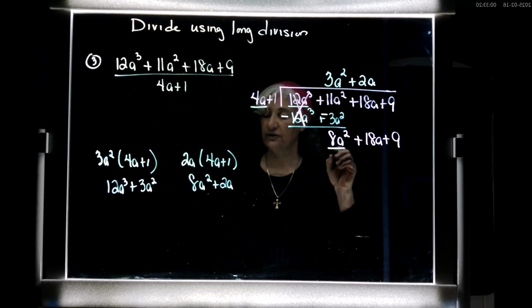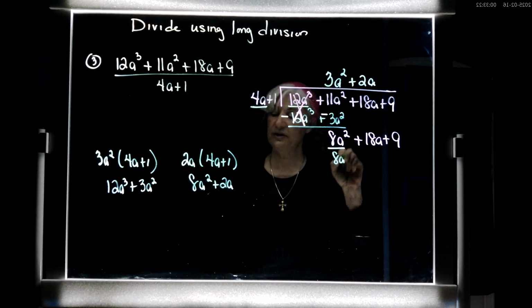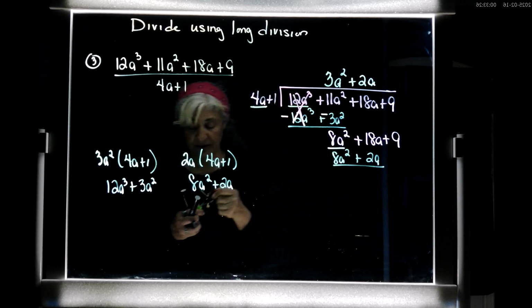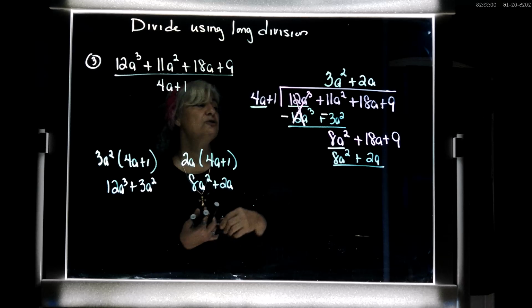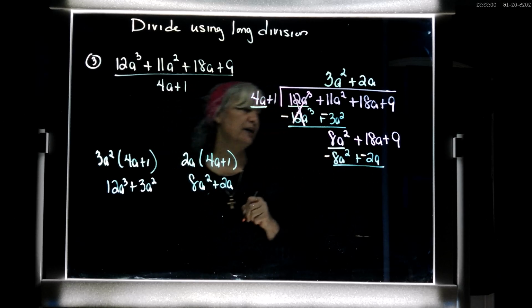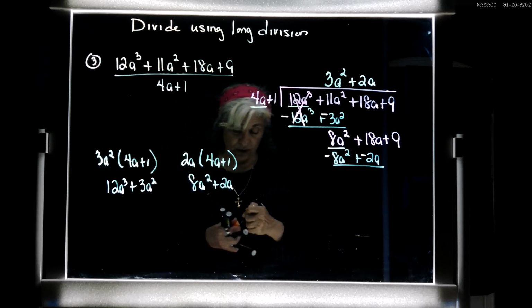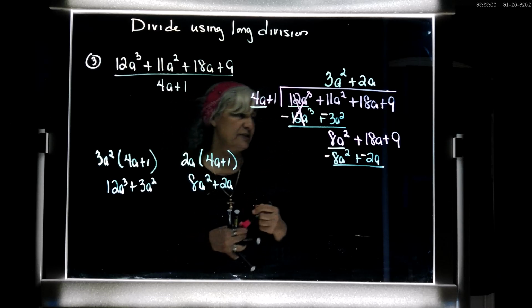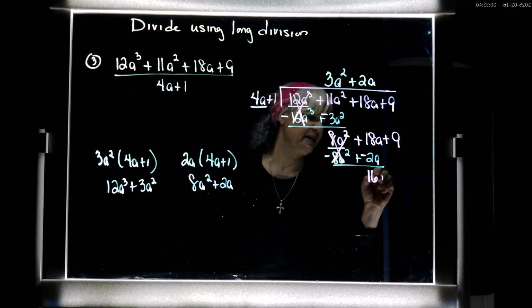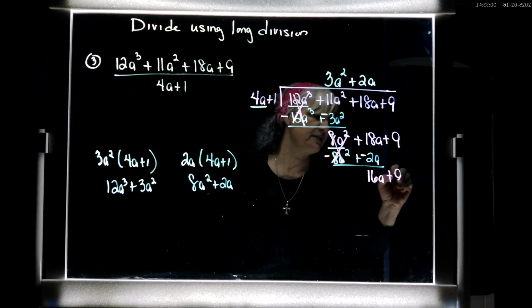Put them under the like terms. Okay, I'm with you. Then what? You're going to subtract how many times? Twice. Okay, so we're subtracting 8a squared and the 2a. Okay, so yay for this. You see it as well as I do. This drops out, and this becomes 16a, and you bring down the plus 9.